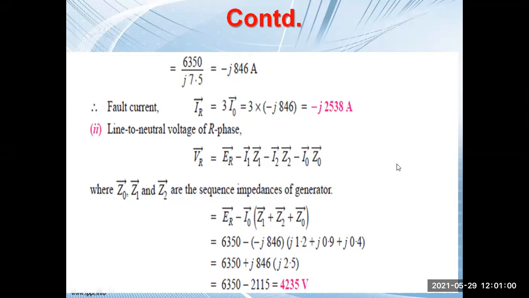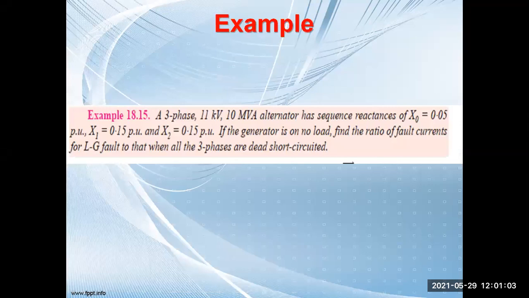Okay, next problem: a 3-phase 11 kV 10 MVA alternator has the sequence reactances X0 equal to 0.05 per unit, X1 equal to 0.15 per unit, X2 equal to 0.15 per unit. If the generator is on no load, find the ratio of the fault currents for LG faults to that when all the 3 phases are dead short circuit. Whenever this 3-phase dead short circuit term comes, we have to understand which type of fault has occurred.